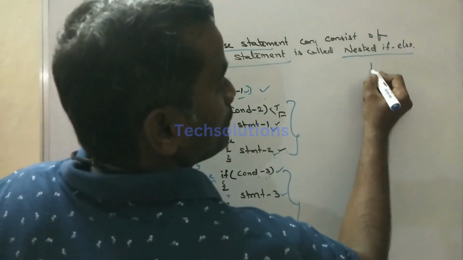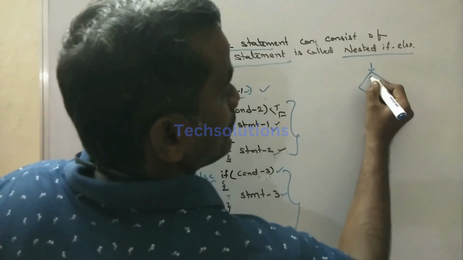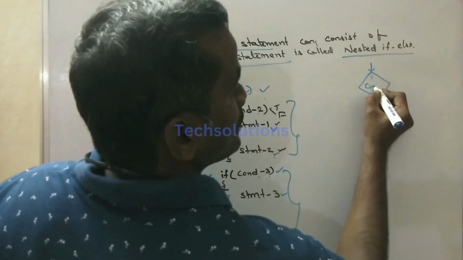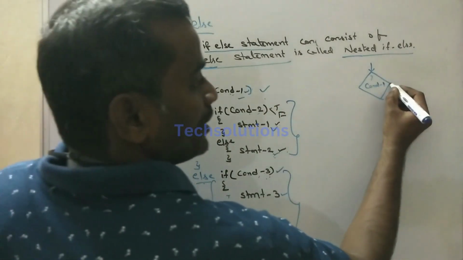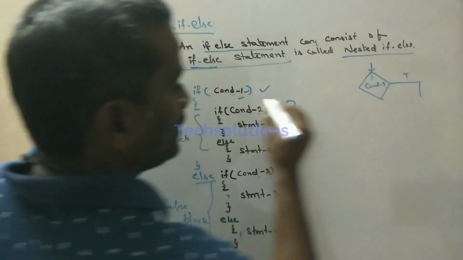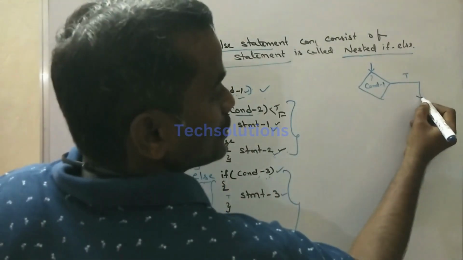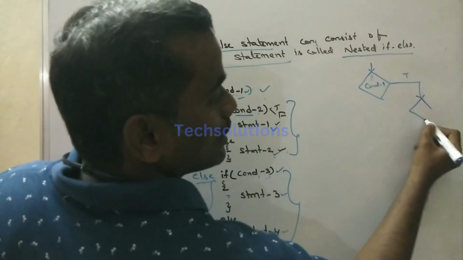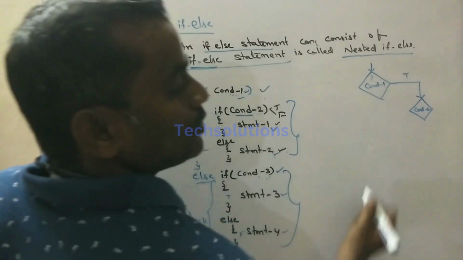Suppose I take the first decision, condition 1. The condition 1 is true. What do I want to do? Again, I want to check the condition 2. Here I have to check the condition 2.